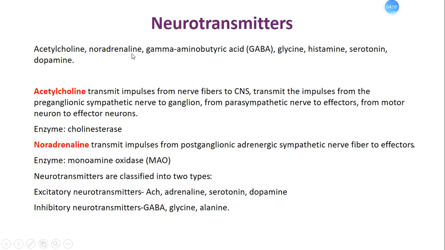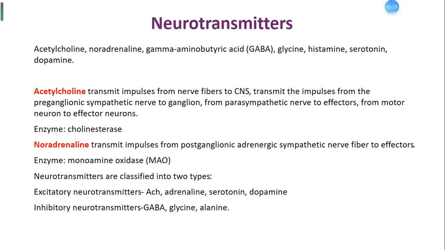Acetylcholine, for example, noradrenaline, and we have GABA, glycine, histamine, and we have serotonin, we have dopamine. It's a chemical substance which is synthesized in the presynaptic neuron axon terminal, and it acts as a mediator for transmission of nerve impulses from one neuron to another neuron across the synapse. And again, here we mainly introduce acetylcholine.